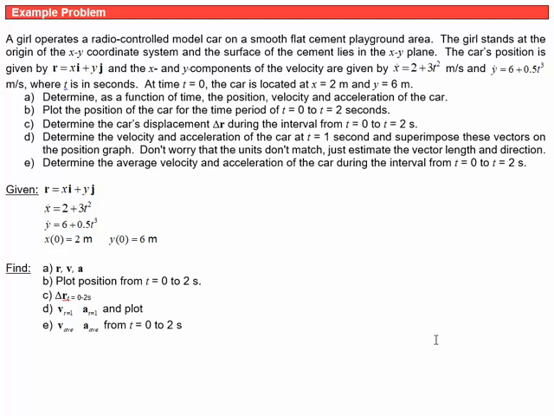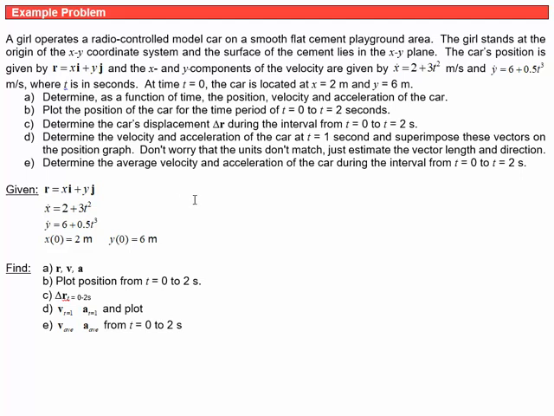The X and Y component velocities are given by x dot equals 2 plus 3t squared meters per second, and y dot equals 6 plus 0.5 t cubed meters per second. At a time of t equals 0, the car is located at x equals 2 meters and y equals 6 meters. All right, we want to determine a bunch of things.